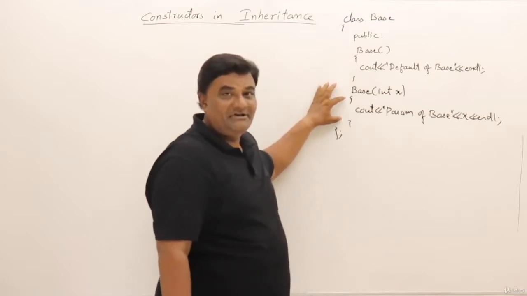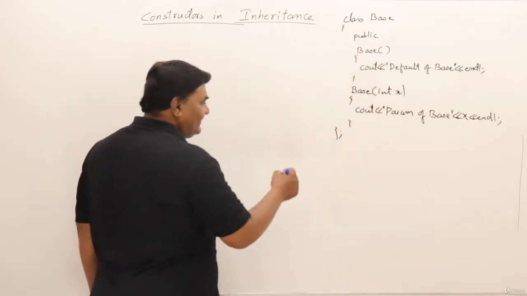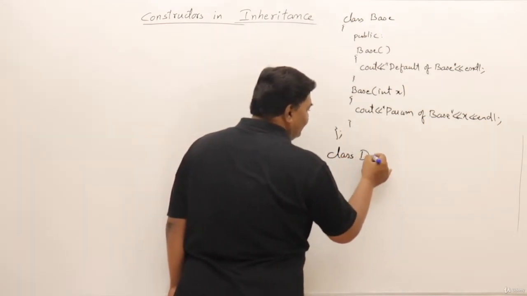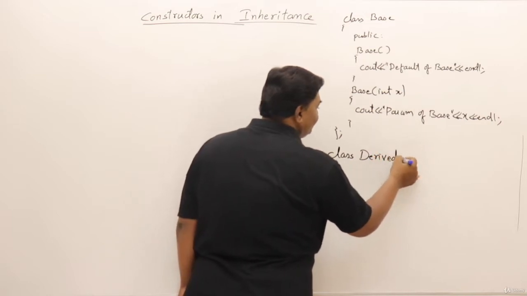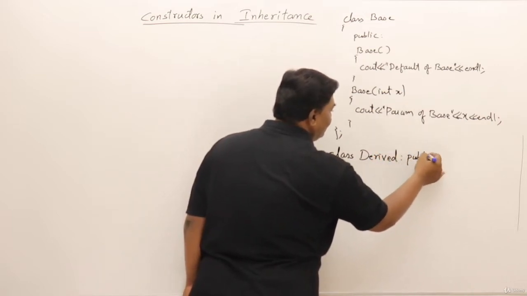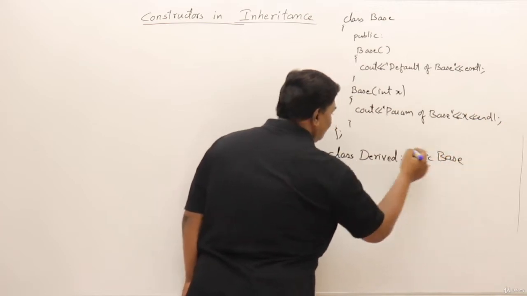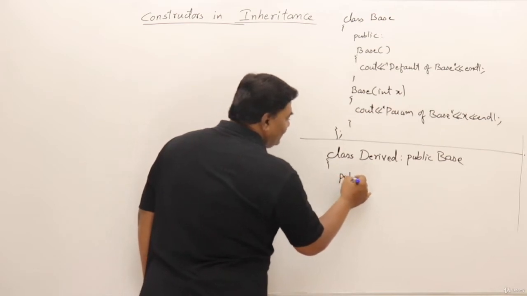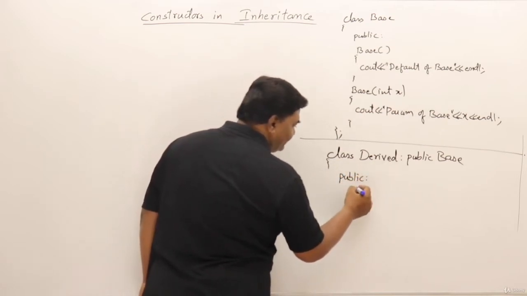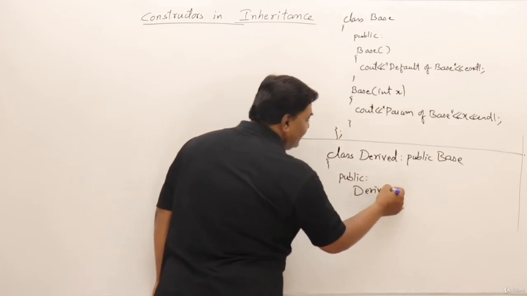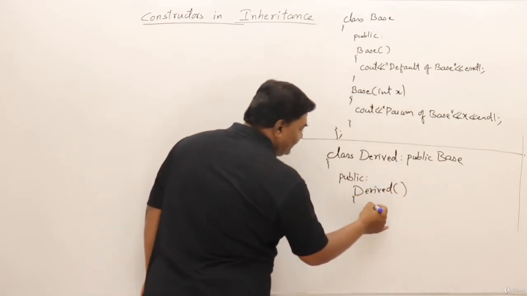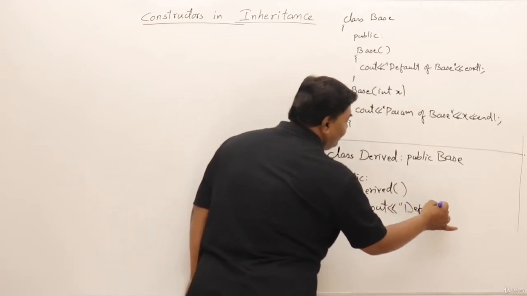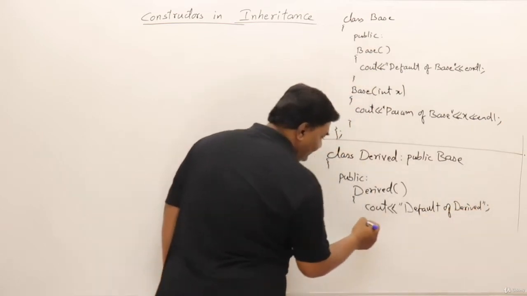Then I will write a class derived, that is inheriting from base, that is public base. So I'll separate a line here. Now inside this I don't write any other members, just constructors. So the first constructor is derived, that is the default constructor, the non-argument constructor, and inside this I will simply say cout "default of derived class default".